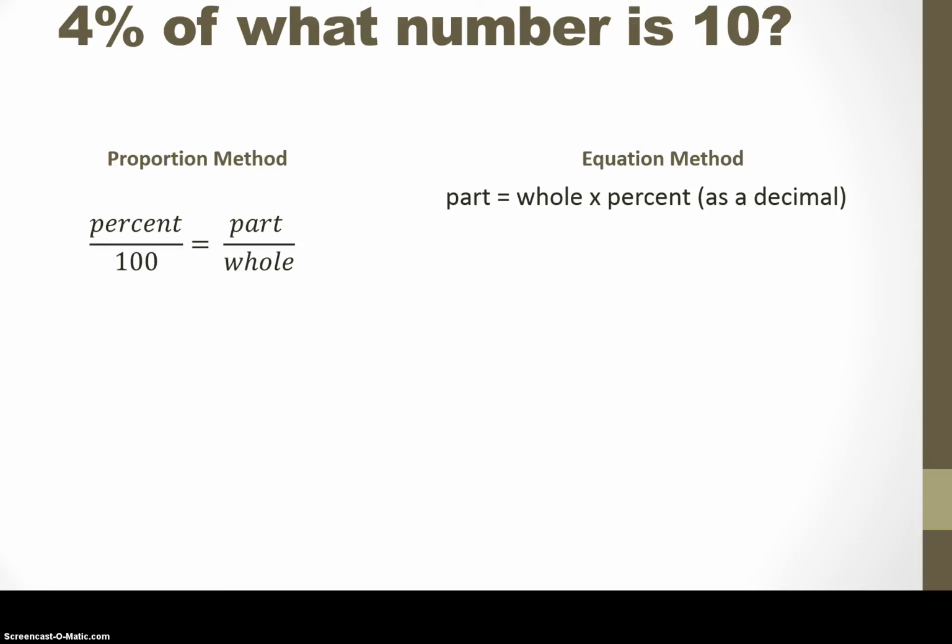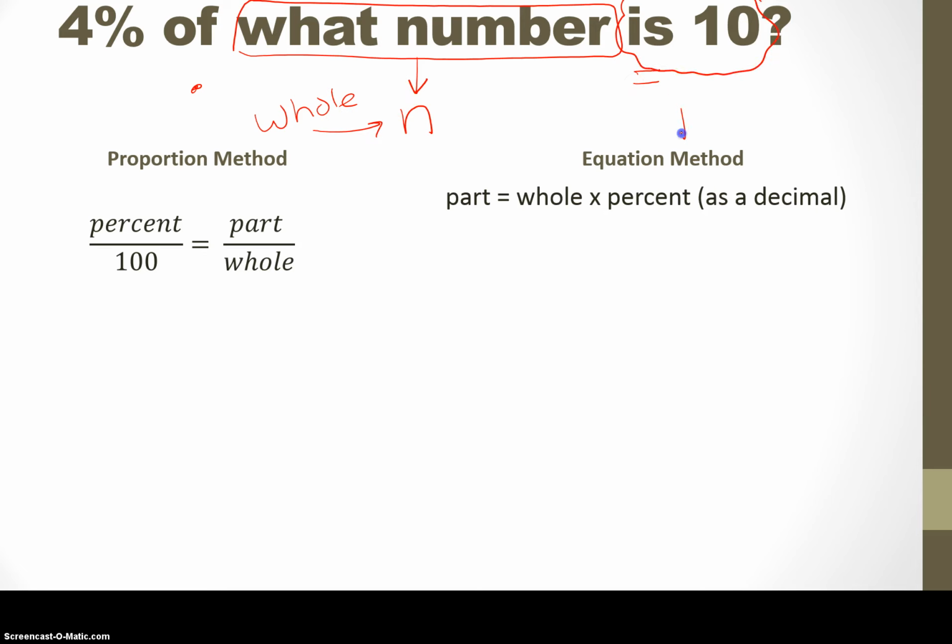Before you start diagramming sentences, you have to read them out loud and determine what you don't know. I don't know what number. When I don't know the number, I'm going to use n to represent number. Of just means times. Whatever number comes next to of is called the whole. Is means equals, and the number that's next to is called the part. And 4% is the percent.